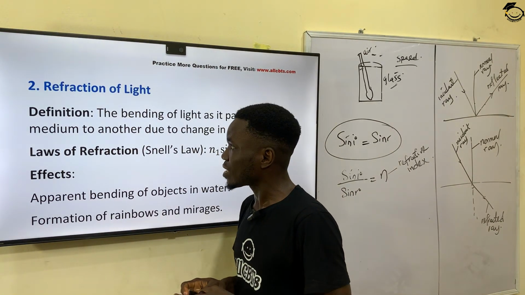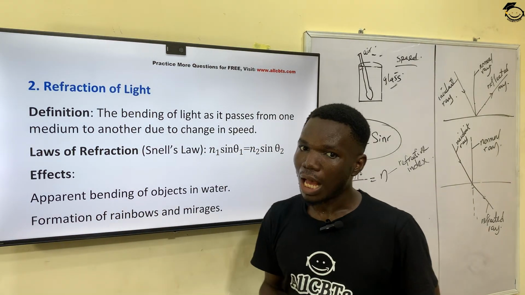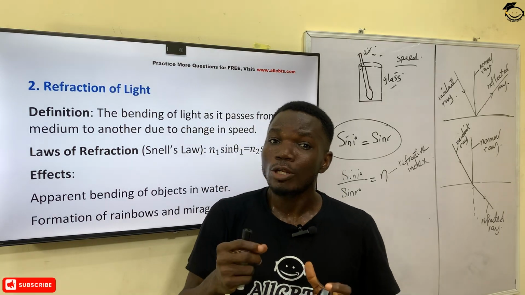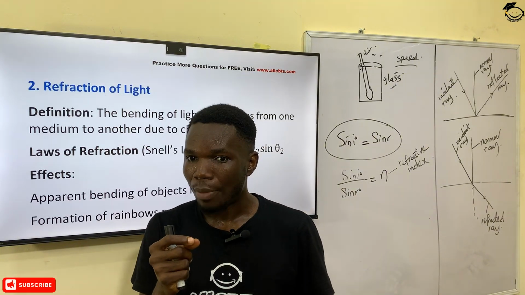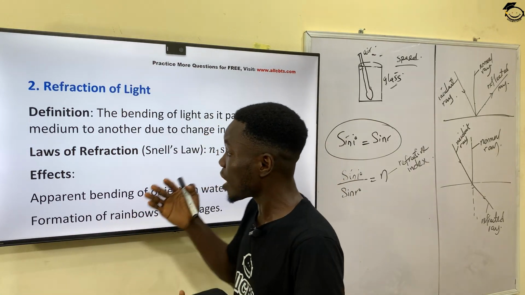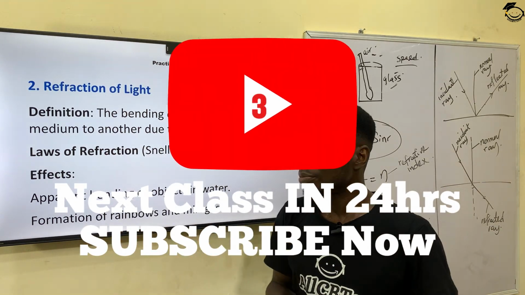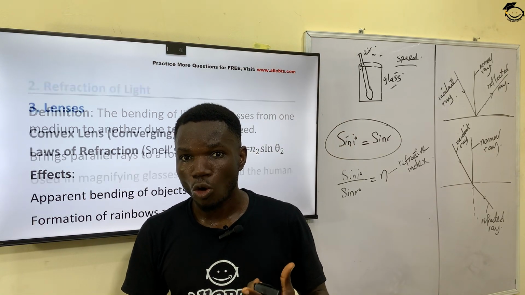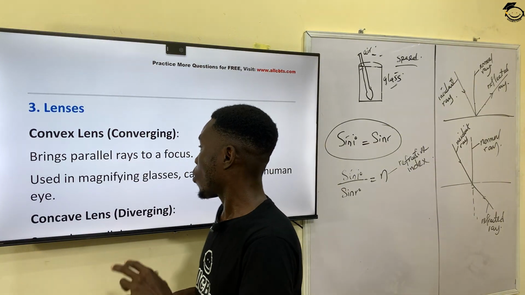So what are the effects of refraction? The first effect is the apparent bending of objects in water. I've explained that before. If you put a spoon inside a glass of water and look through the glass, the spoon is bent while it is inside the water. But if you look above the water, the spoon is straight. Why? Because the light has traveled from one medium to another. We also have the formation of rainbows and mirages. Mirages are things that appear as though they are real, but they are not. They are usually virtual images, and that is what we call mirages.